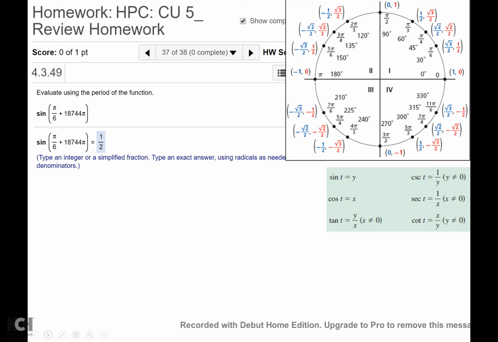37. Evaluate using the period of the function. Well, again, this is going to be an even number of pi's. You can go around 18,744 times if you want to. You're going to be really dizzy and you're going to end up right back at the start because there's your even number of pi's. And then you go another pi over 6, which puts you here. Sine is y. Y is 1/2. There's your answer.